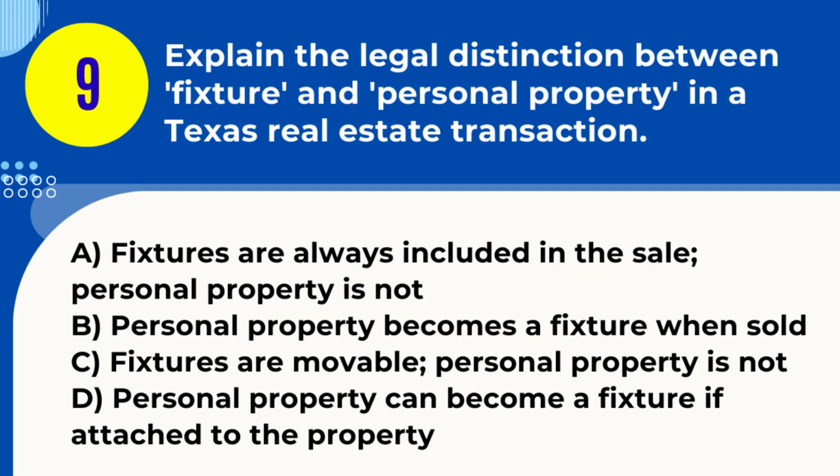Question 9. Explain the legal distinction between fixture and personal property in a Texas real estate transaction. A. Fixtures are always included in the sale. Personal property is not. B. Personal property becomes a fixture when sold. C. Fixtures are movable. Personal property is not. D. Personal property can become a fixture if attached to the property.